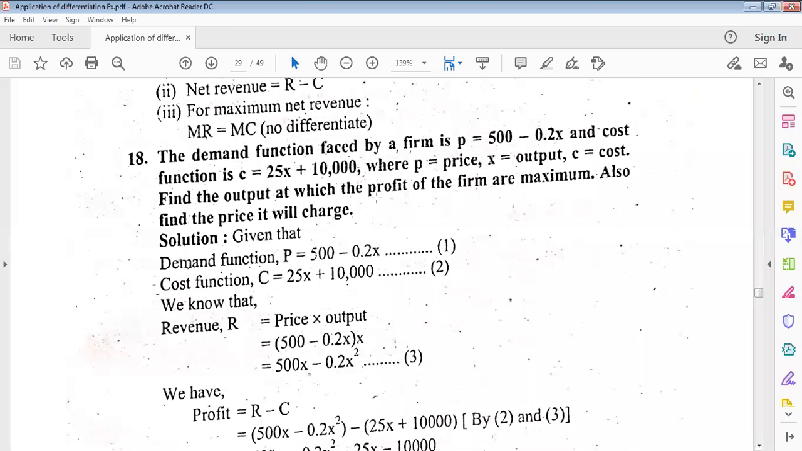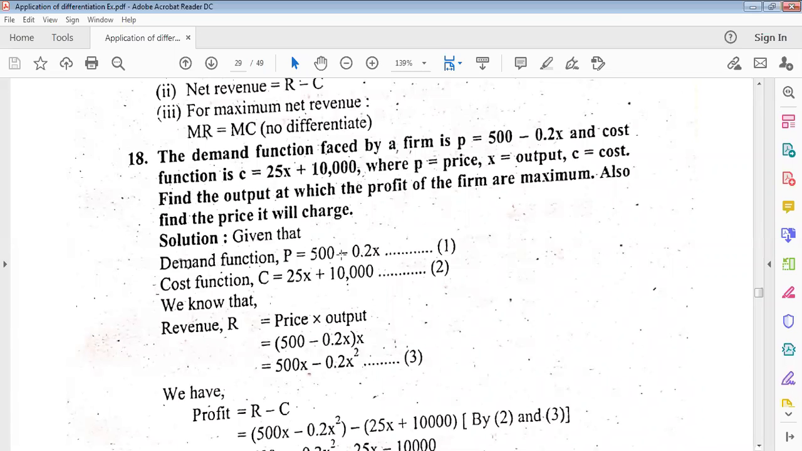The demand function faced by a firm is P equals to this, and the cost function is C equals to this, where P is the price, X is the output, and C is the cost. Find the output at which the profit of the firm is maximized. We have to find out the profit, and also the price it will charge.